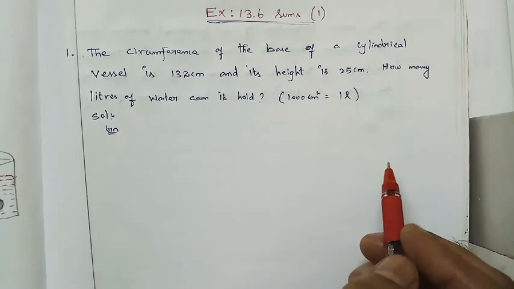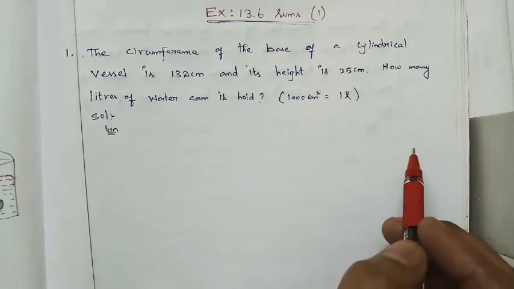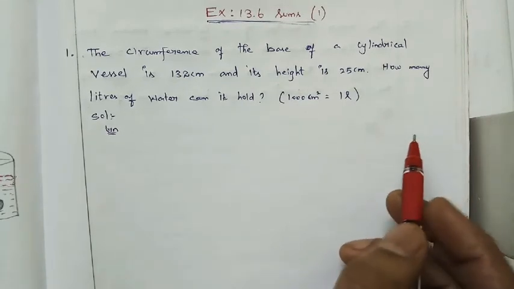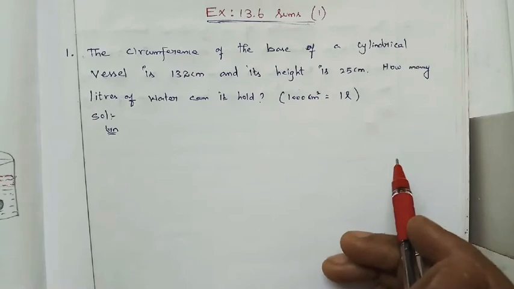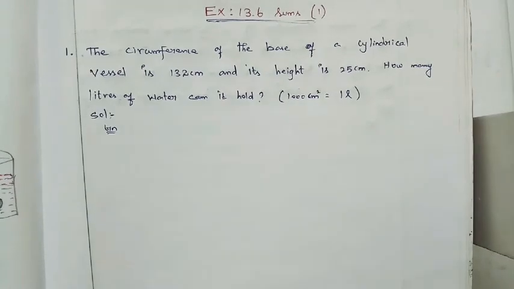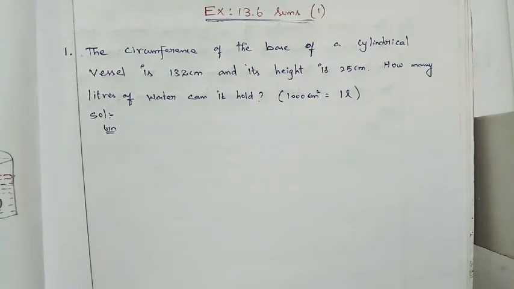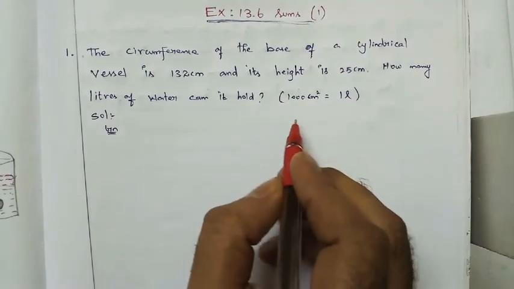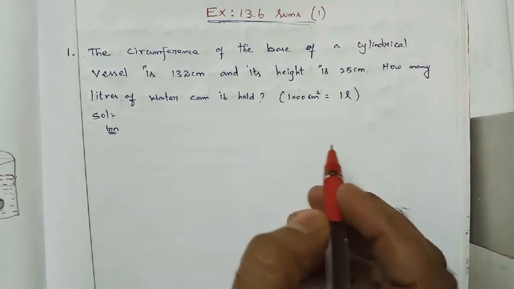Pi r square h. r is nothing but the radius of the cylinder and h is nothing but the height of the cylinder. So for finding the volume of a cylinder, we need the radius and the height of the cylinder.